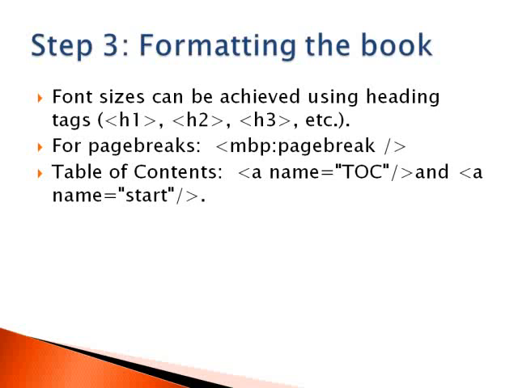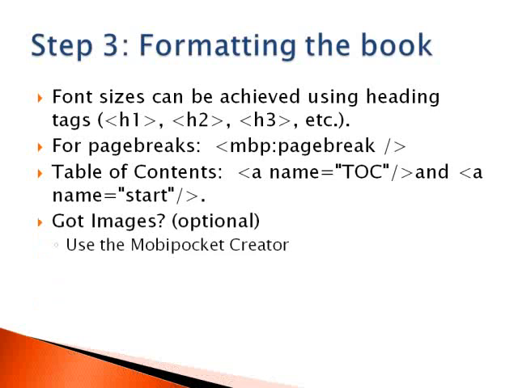To tell Amazon Kindle where your table of contents is, you want to have the specific tag in front of it. Now, if you have images within your ebook, which is optional, you don't have to have images, if you do have images, then you're going to need to use a program called Mobi Pocket Creator, and I'm going to show you all of this in just a minute.